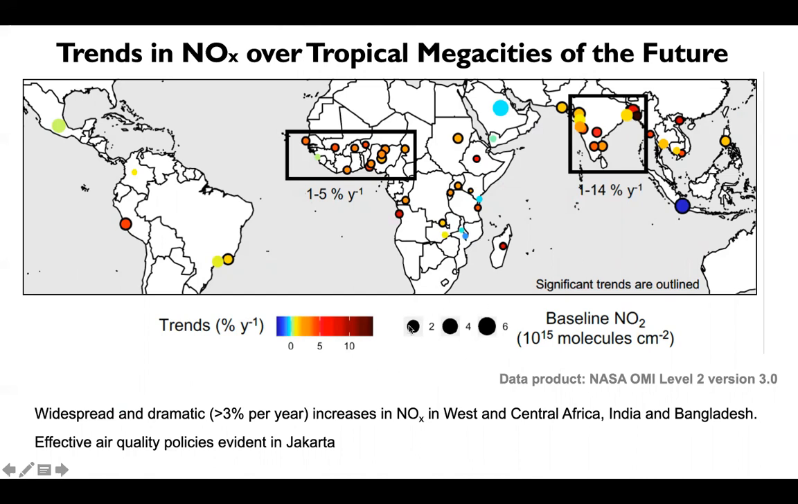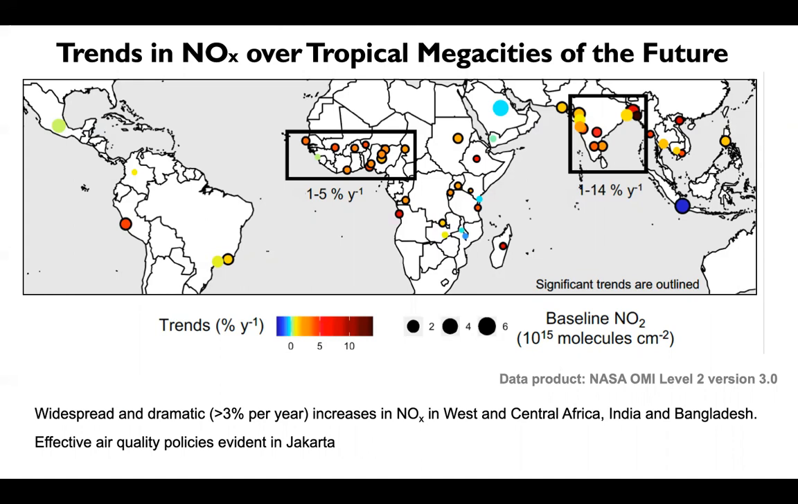The size of the circles indicate the baseline NO2, so the NO2 at the start of the record, just to give you an idea of where this sort of increase is starting from. So that just shows us that in Africa, NO2 concentrations are quite low at the start of the record compared to in India and Bangladesh, where the NO2 concentrations are already quite high. We've also indicated significance of this trend. If there's a big bold circle around them, it means that the trend is significant.